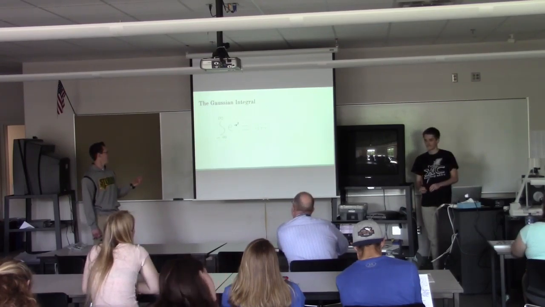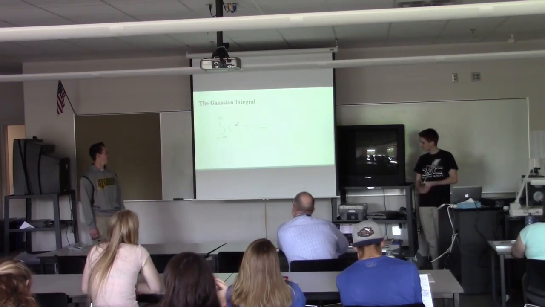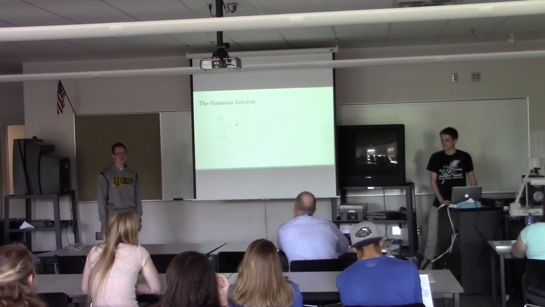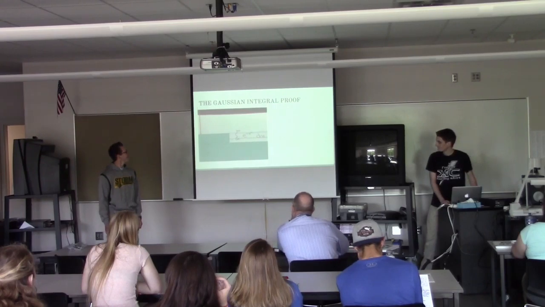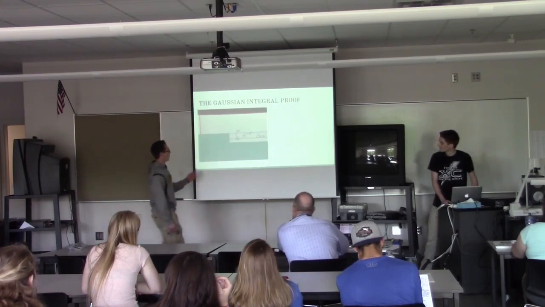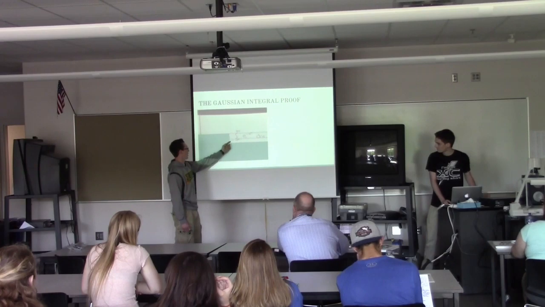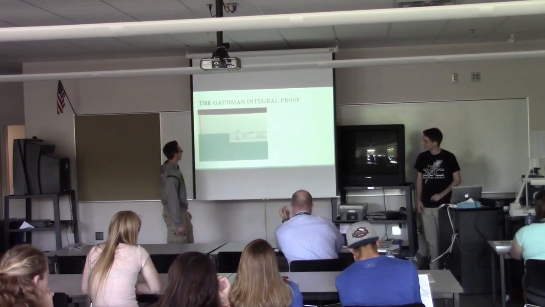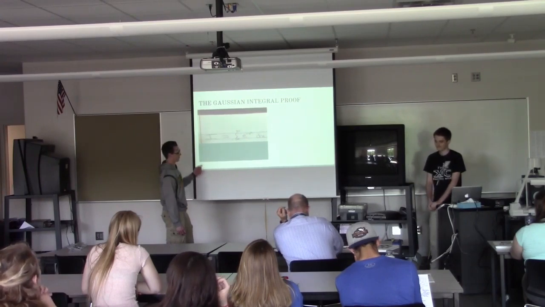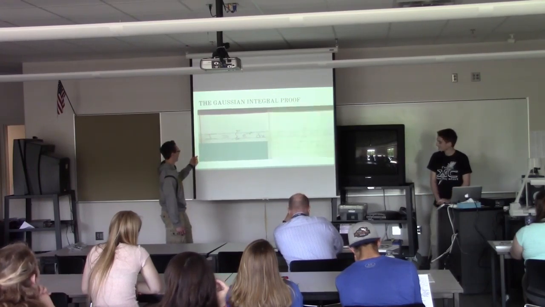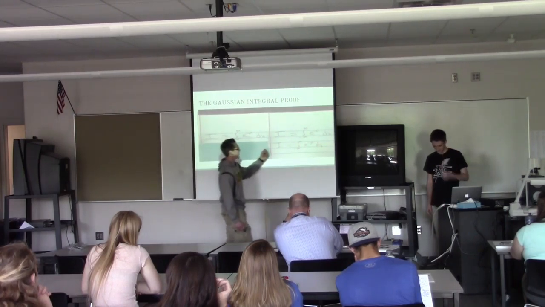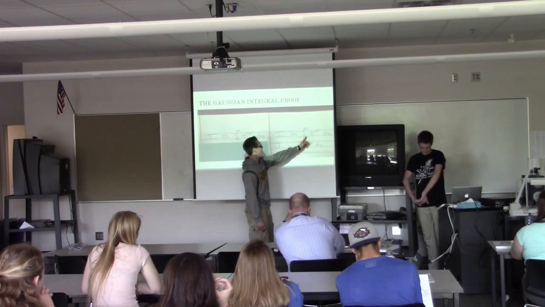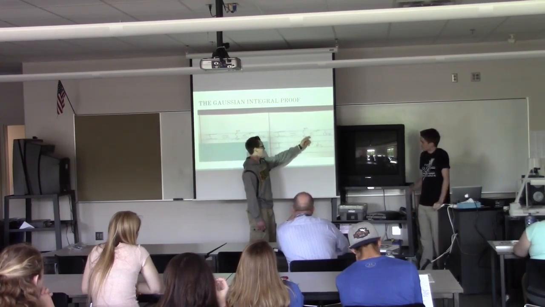The Gaussian integral is the integration from negative infinity to infinity of e to the negative x squared, and it equals the square root of pi. So we're going to take the Gaussian integral from negative infinity to infinity and set it equal to I. And then we're just going to use a dummy variable as x and y.